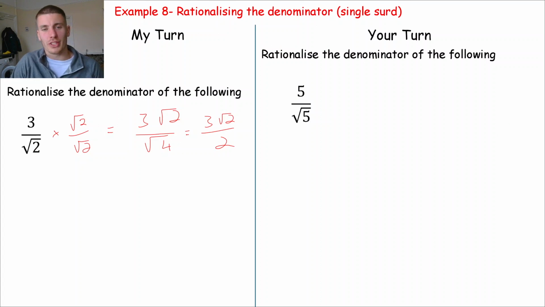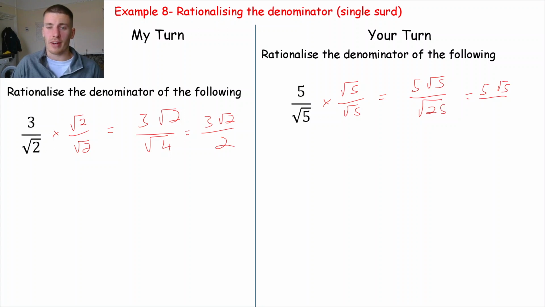Anyway, try the your turn now. Okay? Hopefully you've tried it. Let's go through it. Again, you want to times this one now by root 5 over root 5. And then 5 times root 5, we just write as 5 root 5 over root 5 times root 5, which we simply write as root 25. So it's going to be 5 root 5. Root 25 is, of course, equal to 5. So there you go, you no longer have a surd on the bottom. It's on the top, which is perfect. You've rationalised it. This is your answer. And again, this has exactly the same value as this. You've just rationalised it, which is lovely.